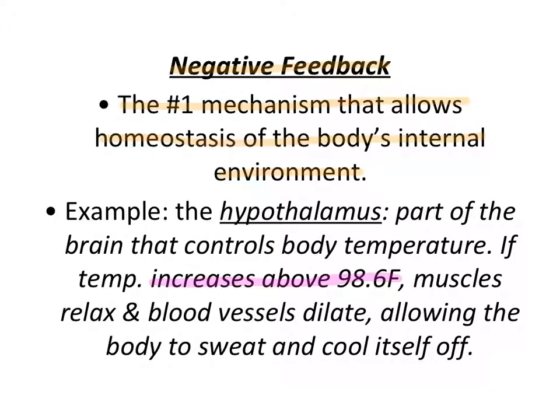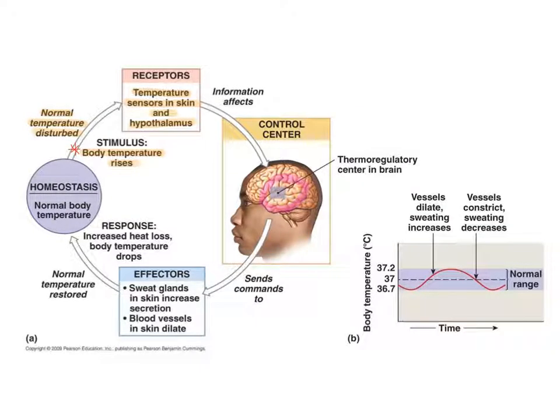Negative feedback is the number one mechanism that allows the homeostasis of the body's internal environment. An example of negative feedback would be the hypothalamus. It's the part of the brain that controls body temperature. If body temperature increases above 98.6, the muscles relax, the blood vessels dilate, and that allows the body to sweat and cool itself off. This is how it would work.